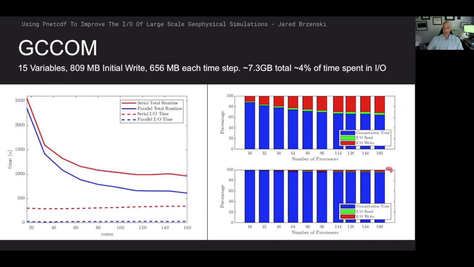Implementing PnetCDF, you can see only 4% of the total runtime is spent doing I/O, and this scales as we go across multiple processes. In total runtime, you can see the savings between parallel and serial eventually equates to the difference between parallel and serial runtimes.